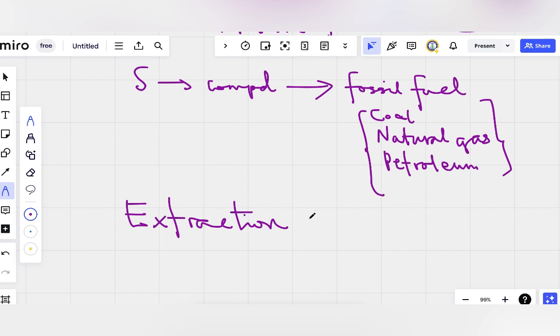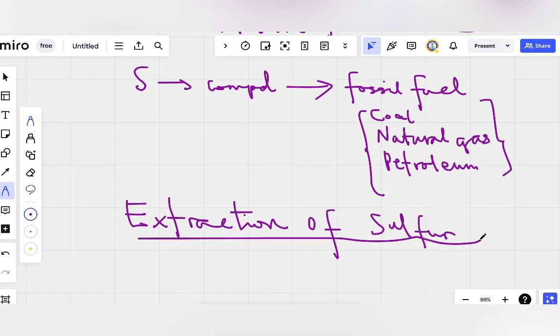Extraction of sulfur. So how do we extract sulfur? How do we get the sulfur that we use? How do we get it? Remember, sulfur is used for manufacturing sulfuric acid, which is the most manufactured substance on earth. So this is one big use of sulfur.